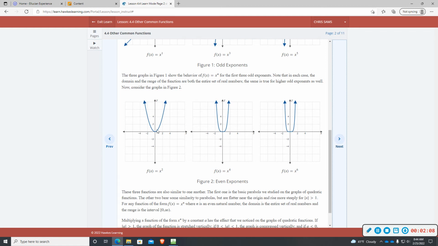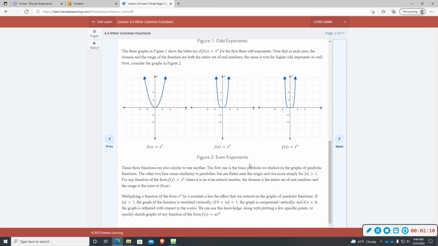If they were negative, they would just flip down. And you'll see some of those properties, and it explains that down here. As this a value changes, it will compress the graph, stretch the graph.